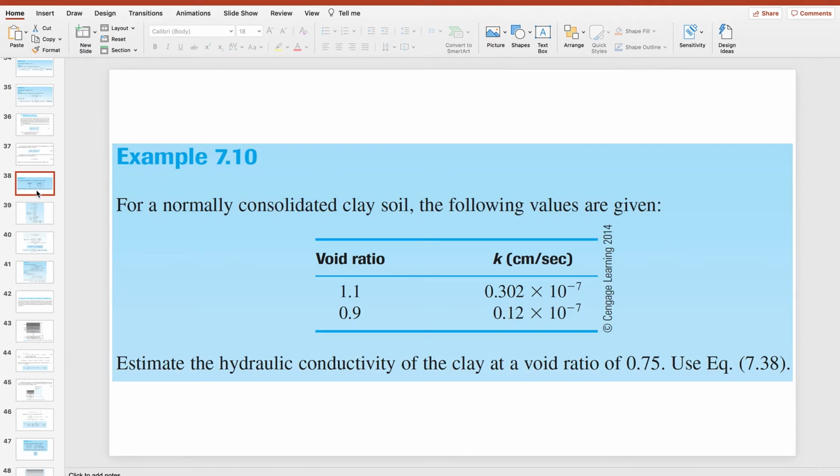Okay, example 7.10. For a normally consolidated clay soil, the following values are given. A void ratio of 1.1 with a hydraulic conductivity of 0.302 times 10 raised to negative 7, and a void ratio of 0.9 with a hydraulic conductivity of 0.12 times 10 raised to negative 7. Estimate the hydraulic conductivity of clay at a void ratio of 0.75 using equation 7.38.